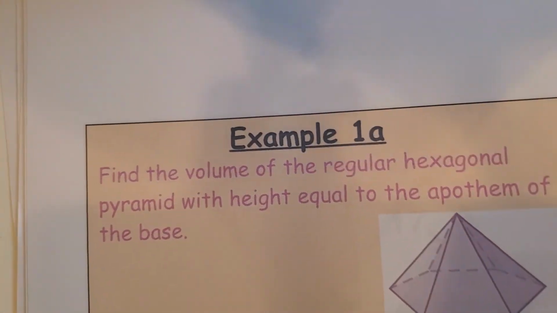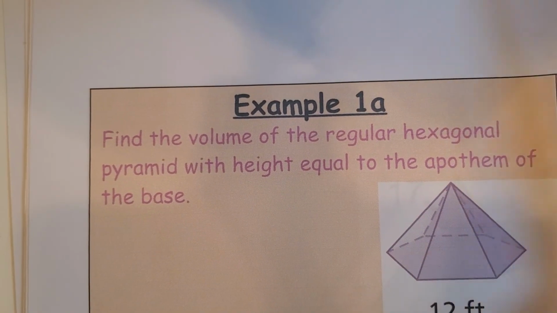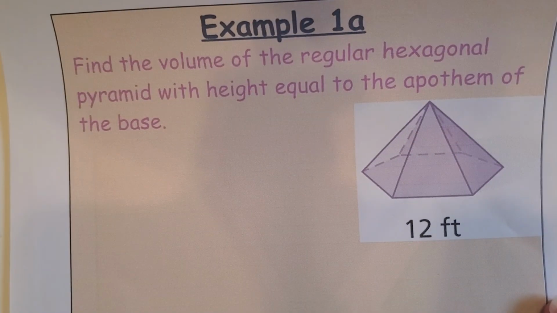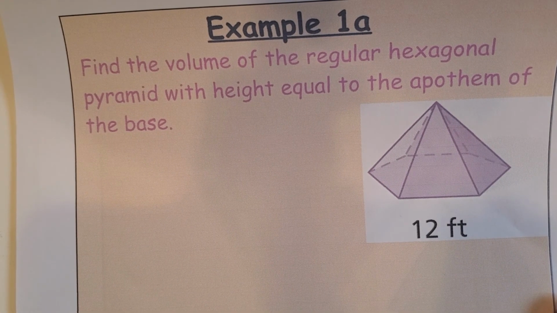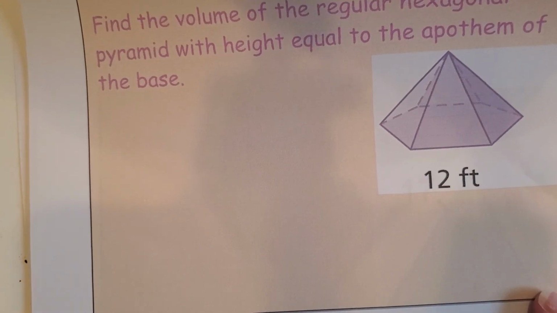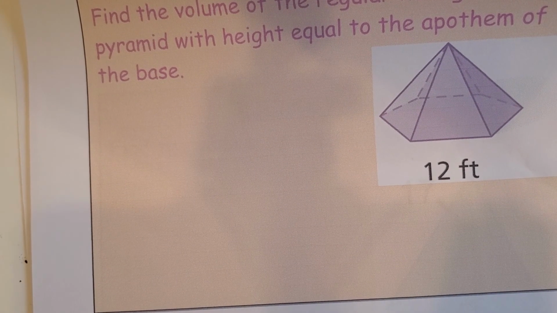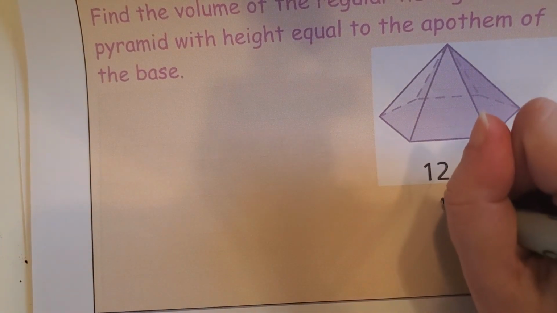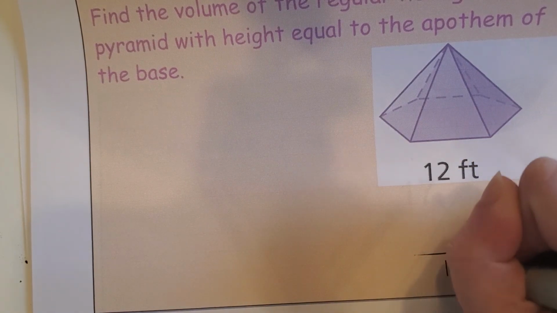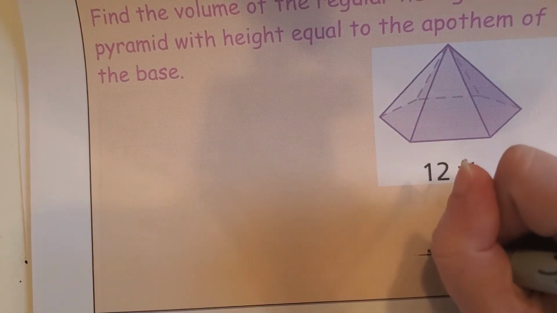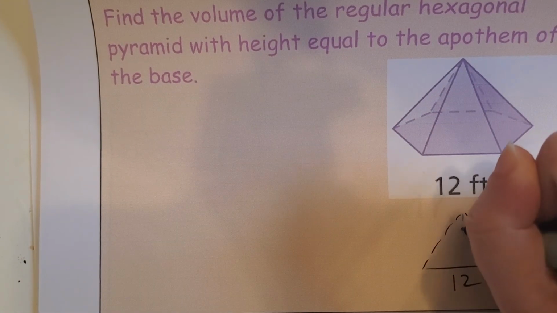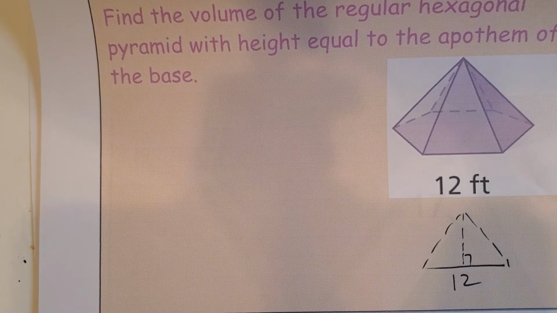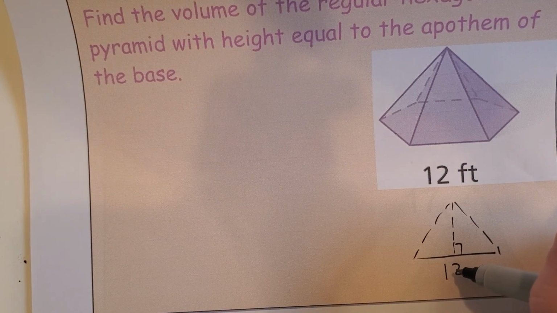All right, this is kind of what I was talking about when I was saying like weird stuff, some extra work. Find the volume of the regular hexagonal pyramid with height equal to the apothem of the base. Oh boy, okay. So, taking us right back to everybody's favorite, 12 is the base of the triangle that you're creating within the hexagonal base. The height of that triangle is your apothem. It splits the base in half, so we've got 6 and 6.